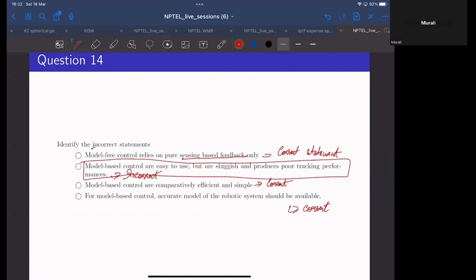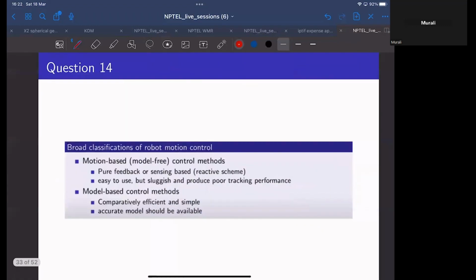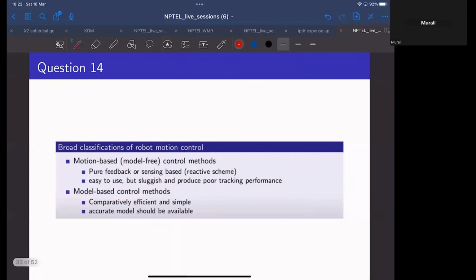And the question says to identify the incorrect statement. So in that regard, option B is the correct option. See, I am also reproducing the slides from the lectures. So it basically discusses the characteristics of motion-based control and model-based control, right?